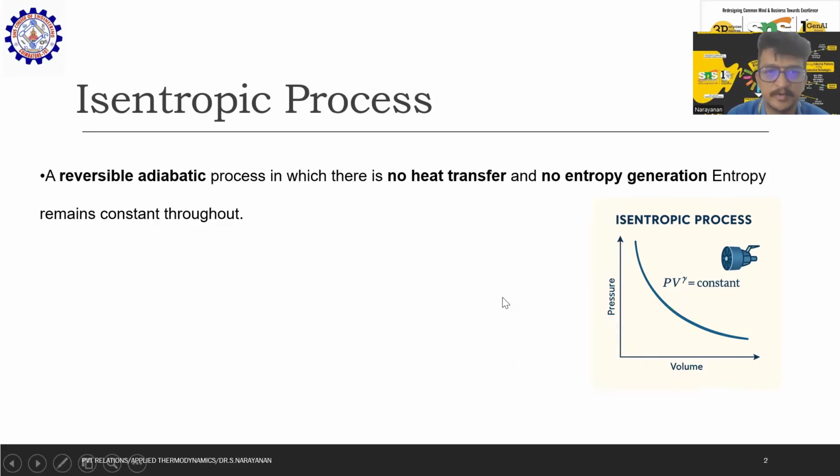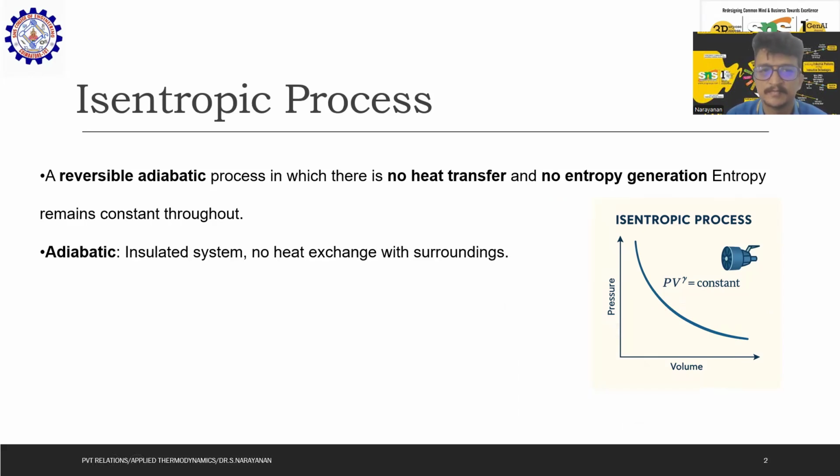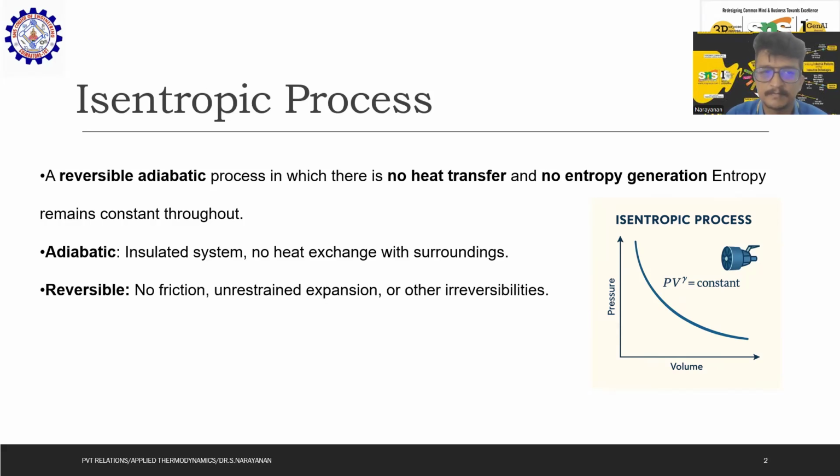A reversible adiabatic process is a process in which there is no heat transfer from system to surroundings and there is no entropy generation. That is, the change in entropy remains constant. So it is an insulated system which has no heat exchange with surroundings. An example can be our flask, and reversible means no friction, no unrestrained expansion, and other irreversibilities. So the process follows the ideal gas law. We are going to formulate the pressure-volume, temperature-volume, and temperature-pressure relations for this isentropic process.